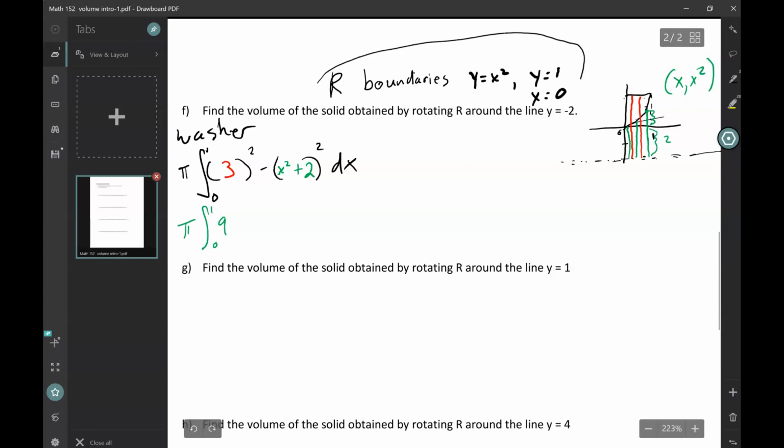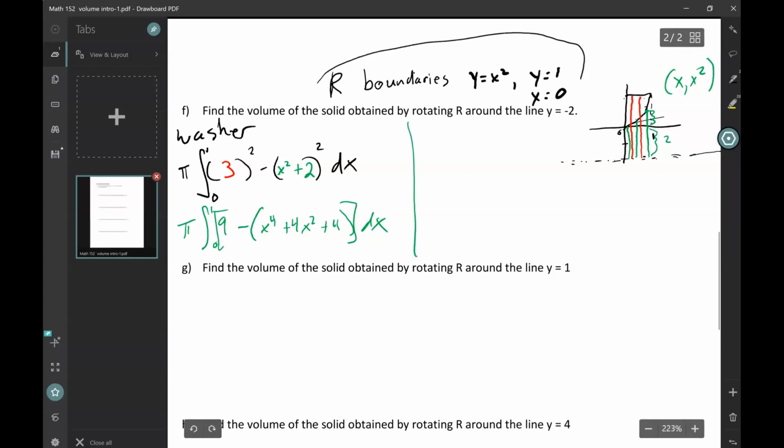So this would be 9 minus, and of course, x squared plus 2 squared. That would give me x to the 4th plus 4x squared plus 4, and this whole thing times dx. And so anyway, you can do that. You know how to do that.